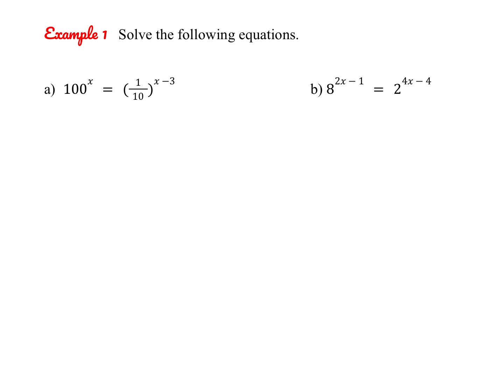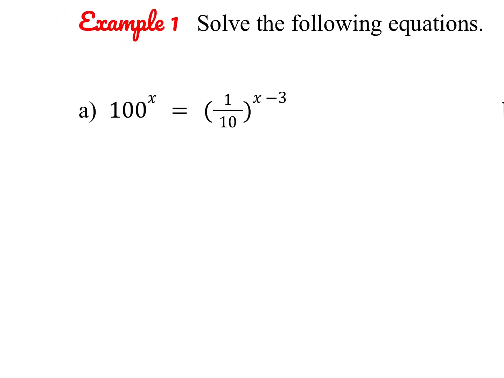Okay, let's give this first one a try together. So here I have an expression equal to an expression, and if you look at the bases, I see that these numbers are related. I have 100 and 1 over 10. These are both powers of 10. So I'm wondering if I can write them both to have base 10. So I know that 100 I can rewrite as 10 squared. And I know that 1 over 10 I can rewrite as 10 to the power of negative 1.